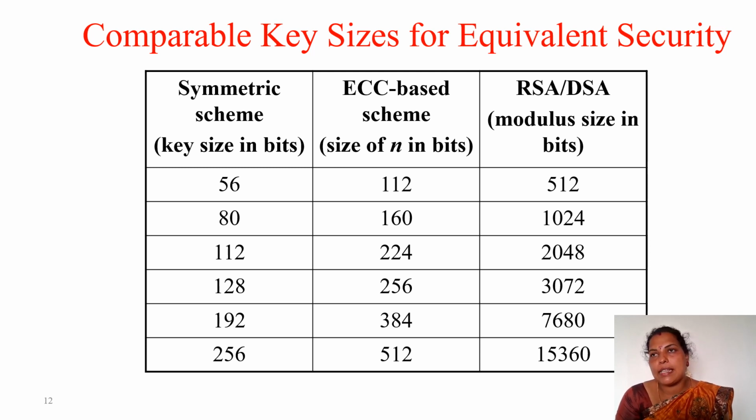So these are the comparable key sizes for equivalent security. Here we are comparing the symmetric scheme with ECC, then RSA and the digital signature algorithm. For the symmetric scheme, if the key size is 56 bits, then for ECC it is 112 bits, and for RSA and DSA it is 512 bits. Likewise, the key sizes vary with respect to the particular scheme, whether it is a symmetric scheme, an ECC based scheme, or an RSA or DSA scheme, but the security provided by ECC is also significant compared to the symmetric scheme as well as RSA and the digital signature algorithm.